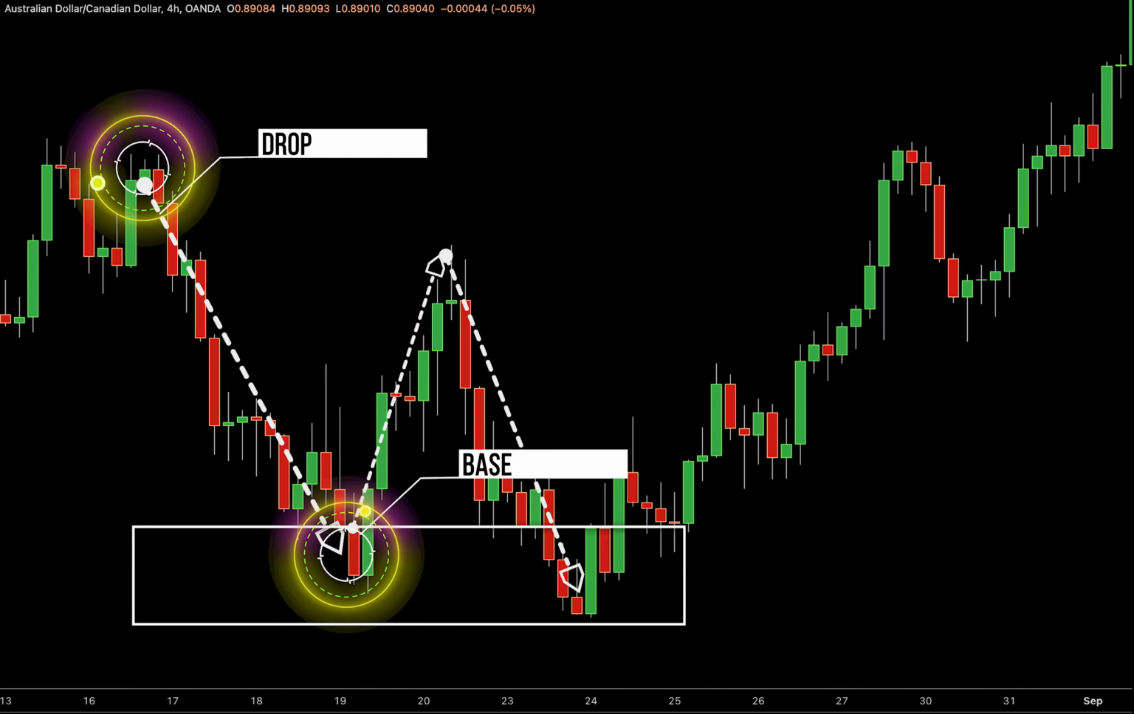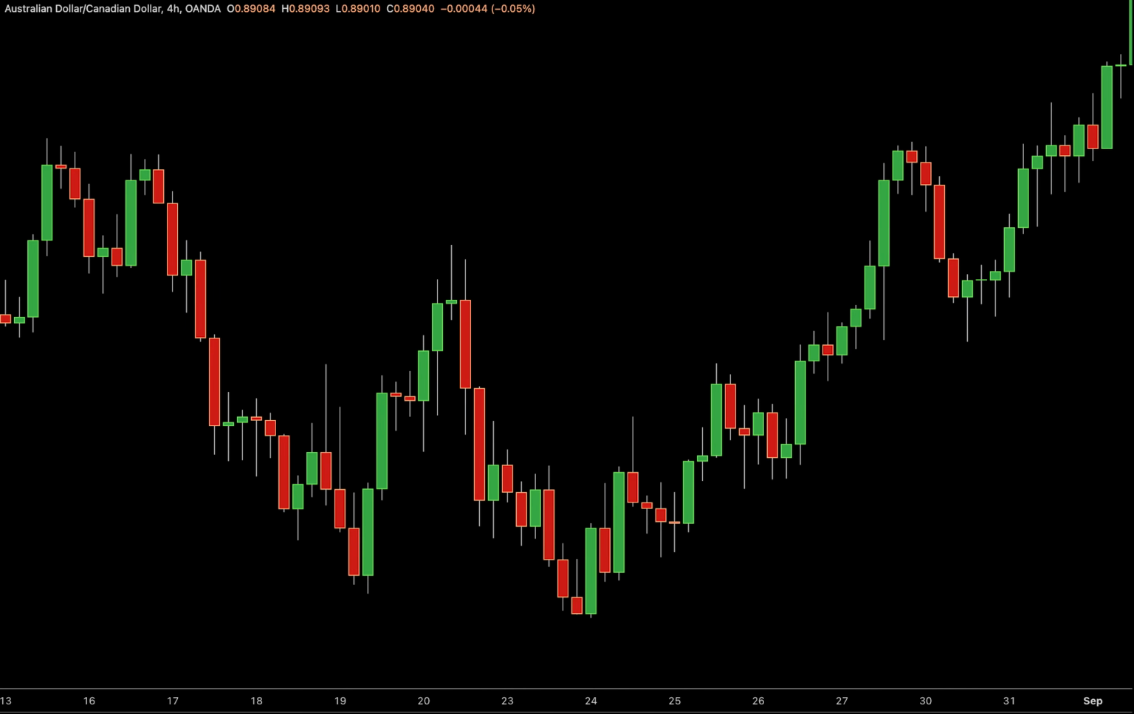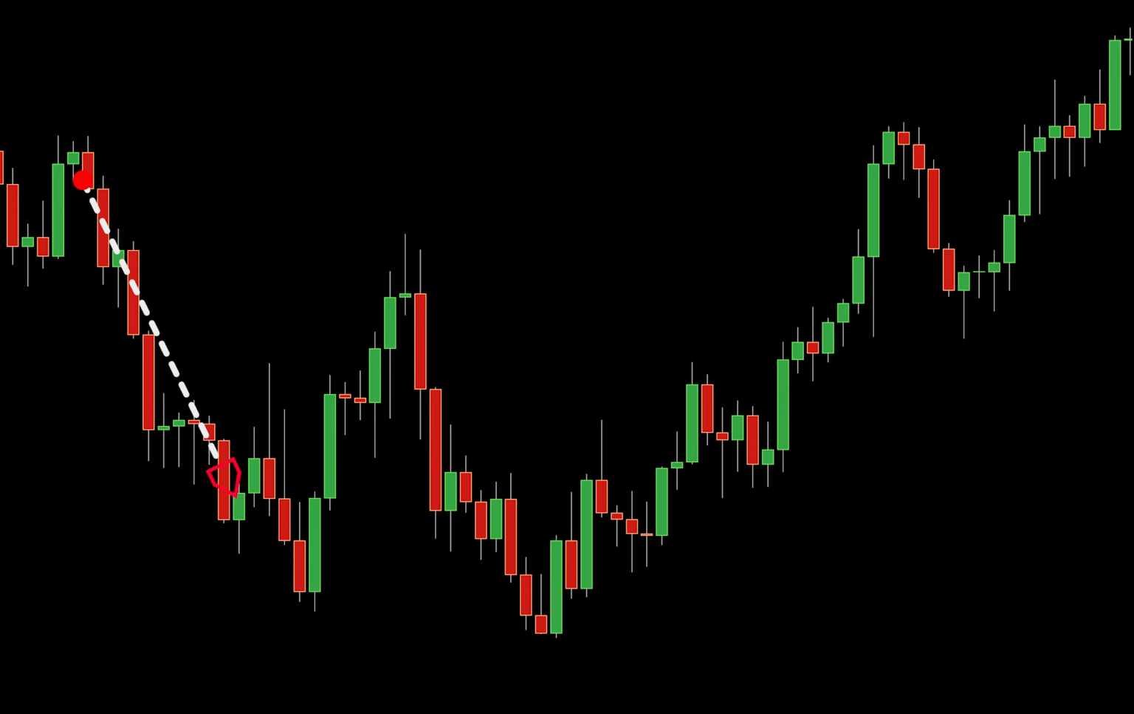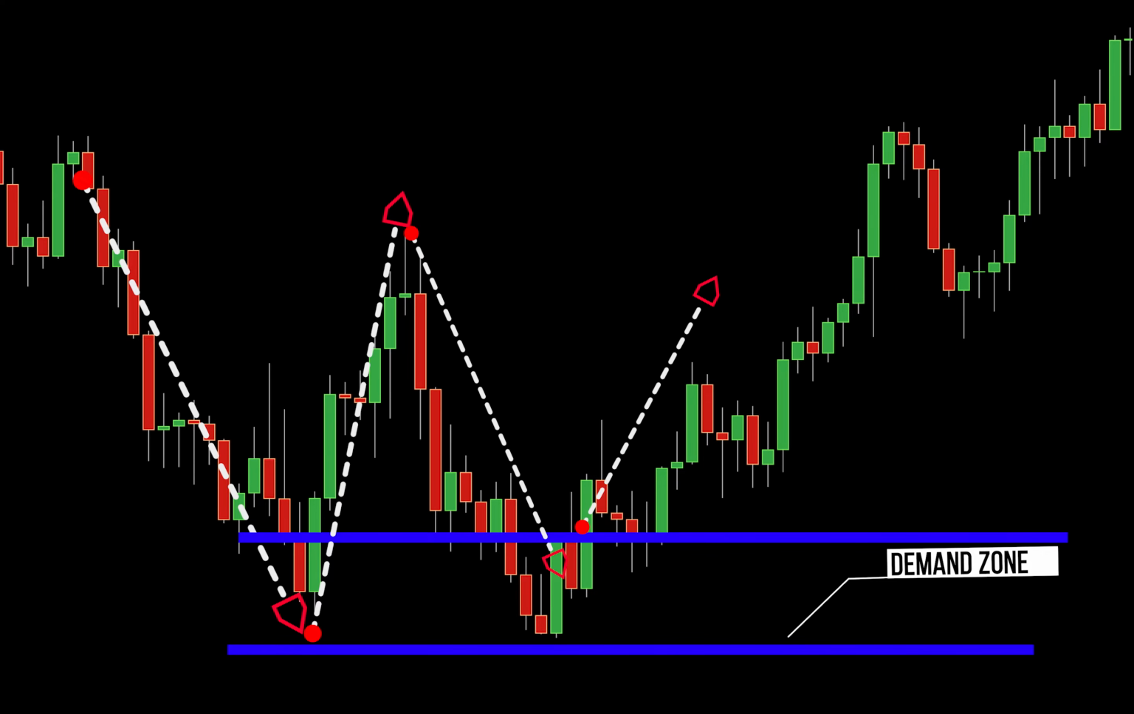When the market revisits this base, which we call a demand zone, there's a high chance it'll soar up again. Check out this chart to see it in action. The market experienced a downward movement, followed by a brief consolidation and then another upward surge. When the market retraced back to test this zone, it rallied strongly.